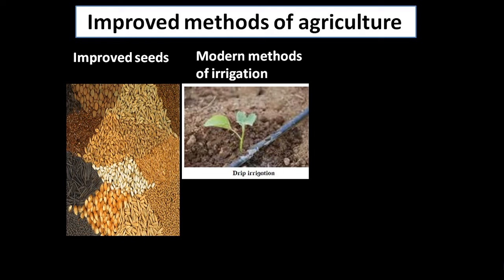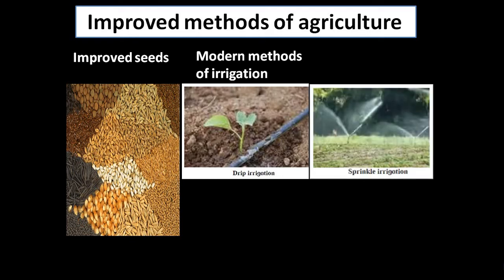Drip irrigation and sprinkle irrigation are two of these modern methods. The drip irrigation method makes use of pipes with holes. This ensures that the required amount of water drips only near the plants. Thus, full use is made of the available water. Sprinkle irrigation makes use of sprinklers of different sizes that spray water directly on plants.